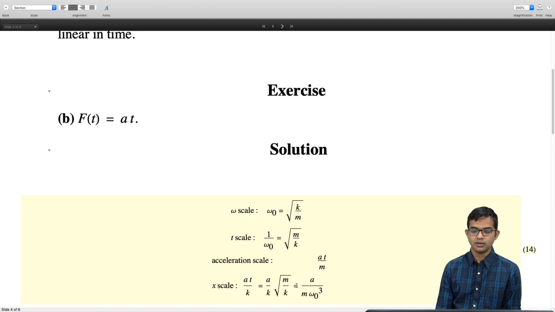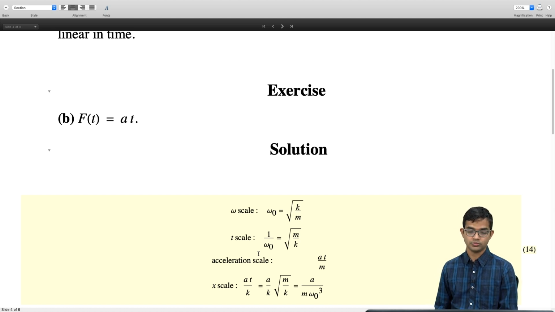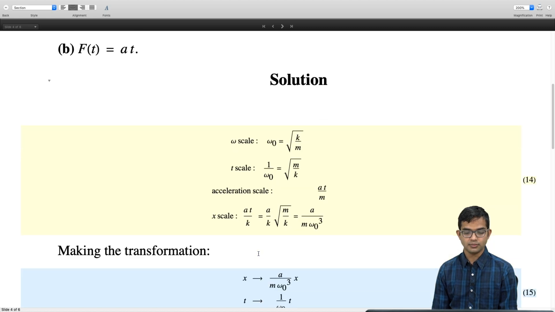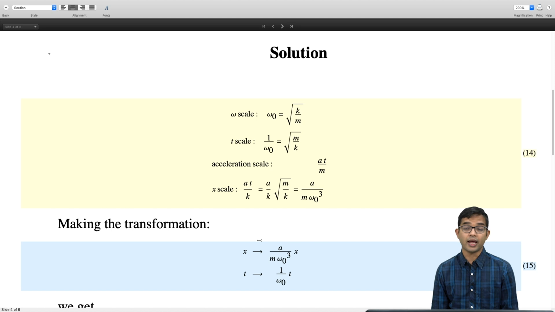So then with some small manipulation, you can quickly convince yourself that the length scale in this problem is a by m omega naught cubed, right? So wherever I find x, I must put the length scale times x, which is a by m omega naught cubed times x, and wherever I find t, I must put 1 over omega naught times t.